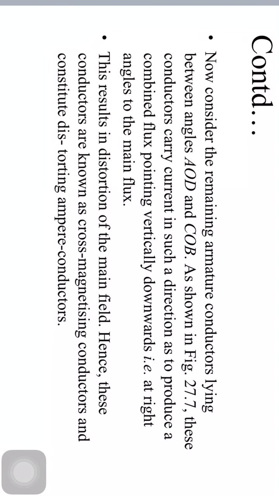Now consider the remaining armature conductors lying between angles AOD and COB. These conductors carry current in such a direction as to produce a combined flux pointing vertically downwards, that is at right angles to the main flux. This results in distortion of the main field. Hence, these conductors are known as cross magnetizing conductors and constitute distorting ampere conductors.